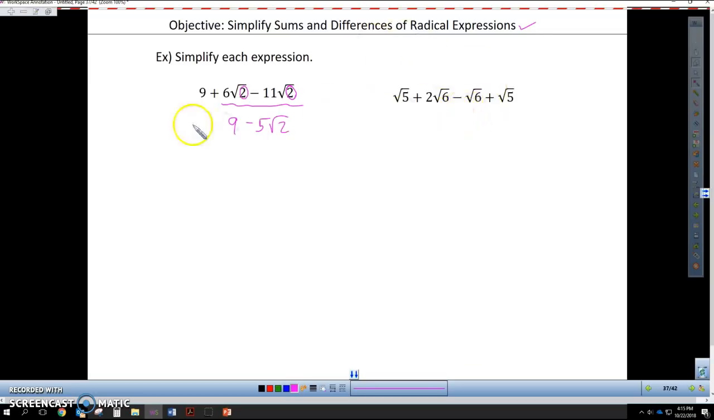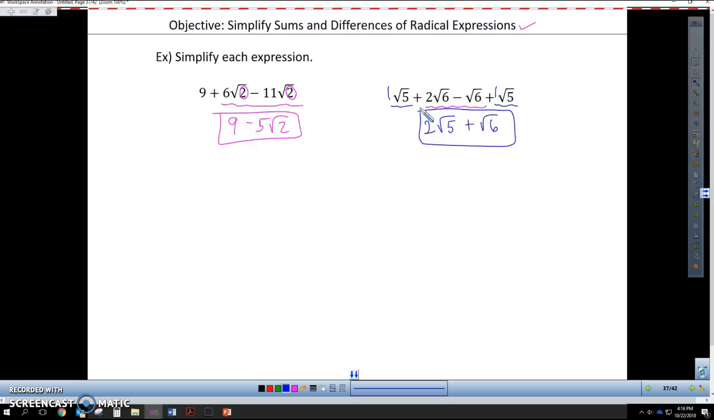Moving on to the second example. Here I have 2 root 6, take away root 6, and then notice how I have a 1 root 5 and then another 1 root 5. Okay, so this would be 2 root 5 plus 2 take away 1 is 1 root 6.